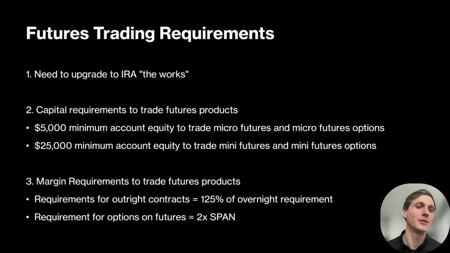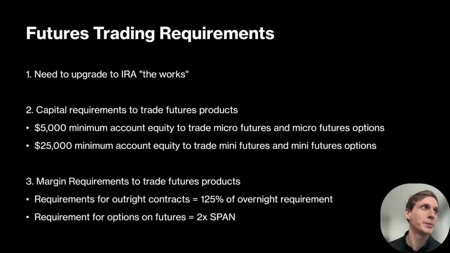And then on top of those capital requirements, we've got the 5K for the smaller contracts, and for the larger contracts, they're about 10 times the size. You need 25K in equity. So that's if you want to trade futures in your IRA. And then also the margin requirements for futures products are increased, not slightly, but quite a bit, in IRAs as well. If you're trading the outright futures themselves, it's 125% or 1.25x the current margin requirement.